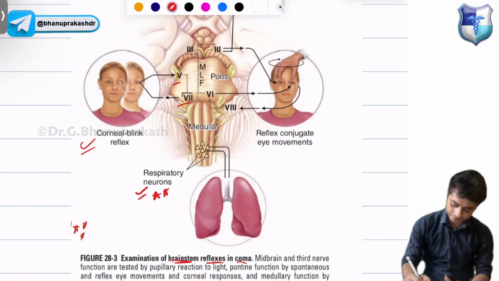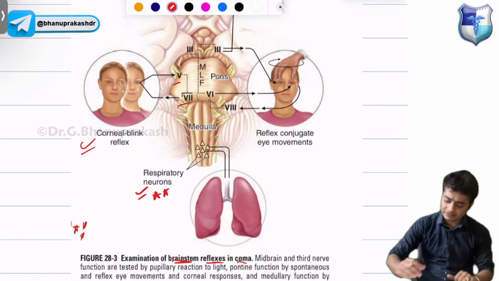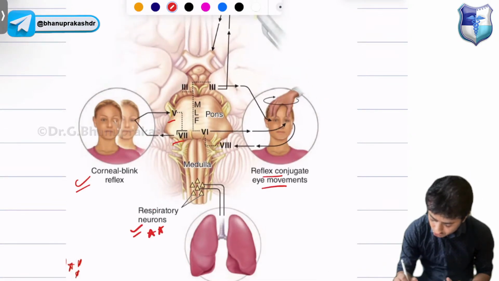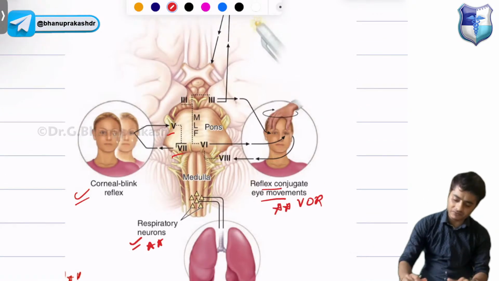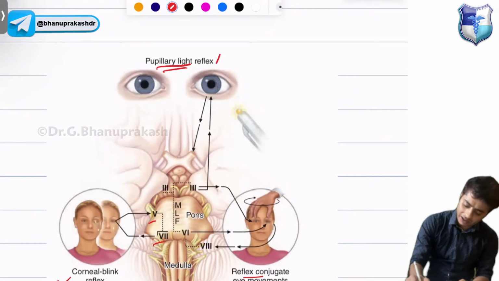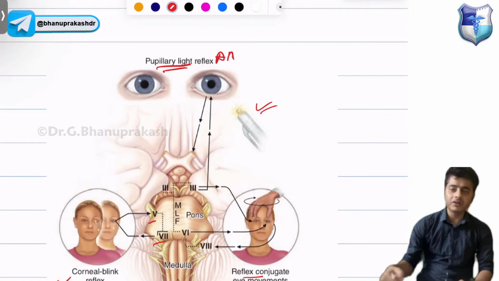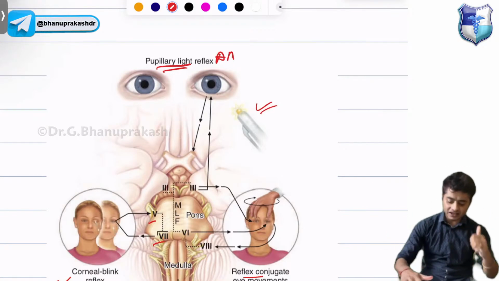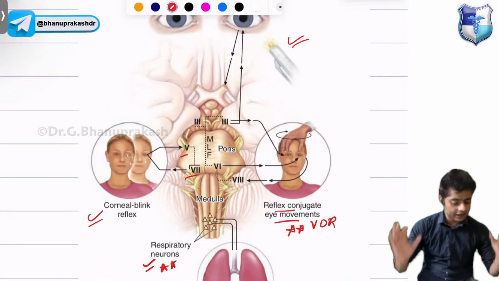Next is your respiratory center. We have seen the patterns. Other is your reflex conjugate eye movements, that is your vestibulo-ocular reflex. We have also done with this. Then is your pupillary light reflex. We have also done with it. So now everyone is clear with all the brainstem reflexes.